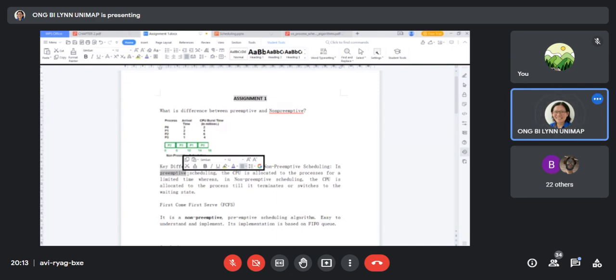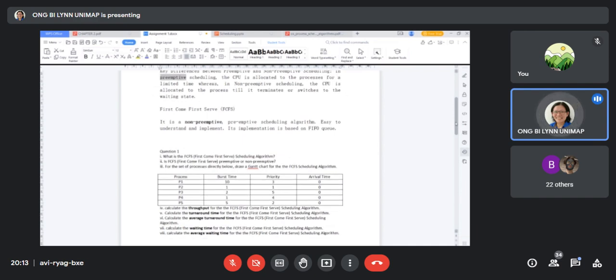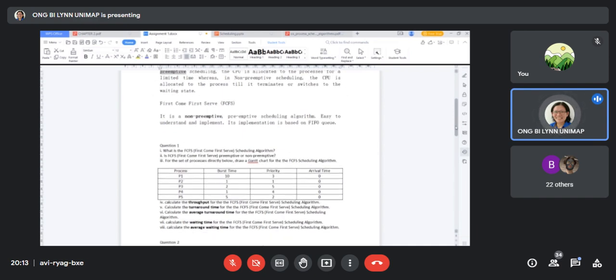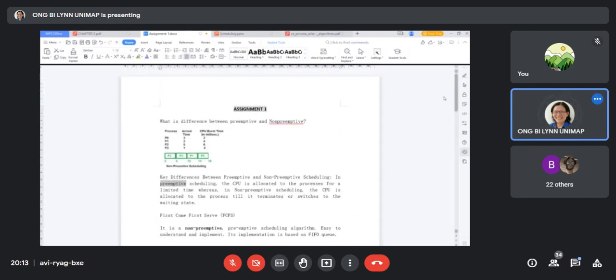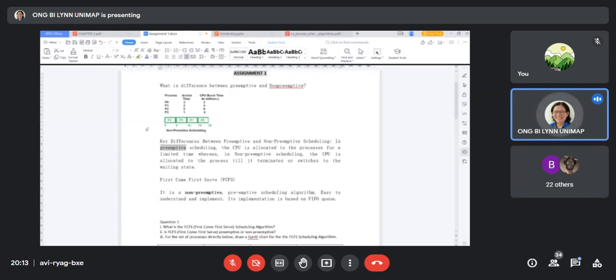Boleh? In your assignment, it is going to ask all these questions. So is it preemptive or non-preemptive? You need to answer that. All right. So okay, another 1 minute for you to read into this one. The difference between non-preemptive and preemptive.